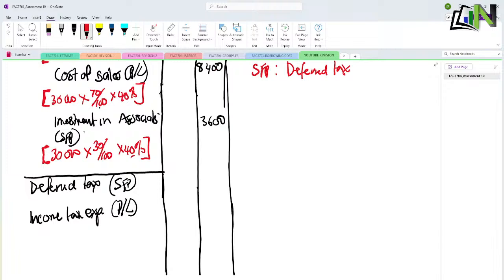This is already a 40% share. So I'm just going to come here and I'm going to say 3,600 multiplied by 27%. Remember, the current tax rate is 27%. All right. So 3,600 times 27%, this is going to give 972. So this is 972. That's my tax. Right. So basically, that's how you account for this journal.